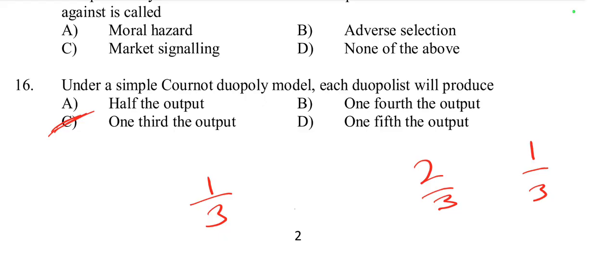This contrasts with monopoly, or one firm, and perfect competition, that is infinite firms. So this is the Cournot duopoly model where each firm produces 1/3 of the output, option C.